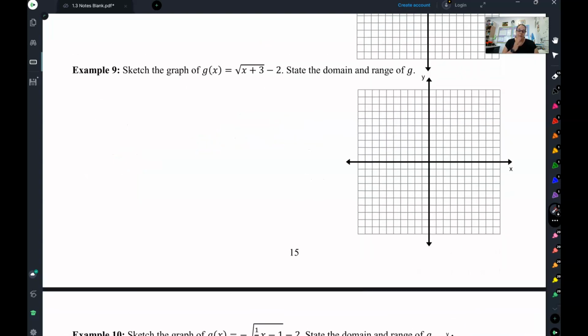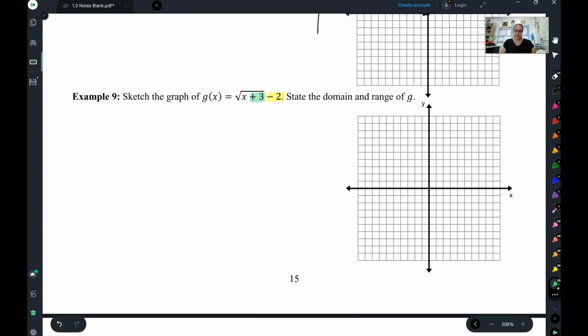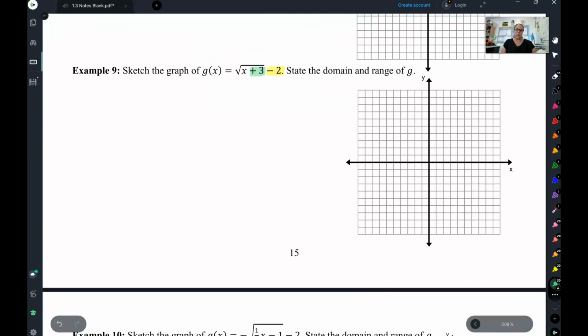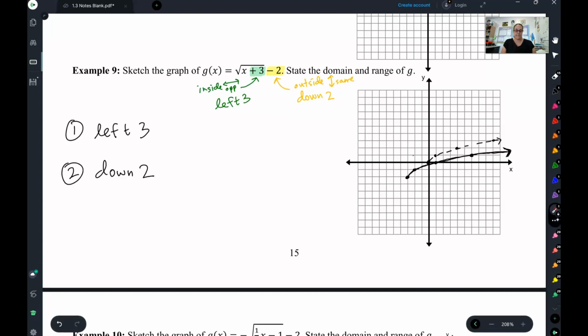Okay, here you have an inside and an outside. So there's my outside, there's my inside. I want you to pause the video, try this one out on your own, and then come back to see how you did. Okay, let's see how you did.